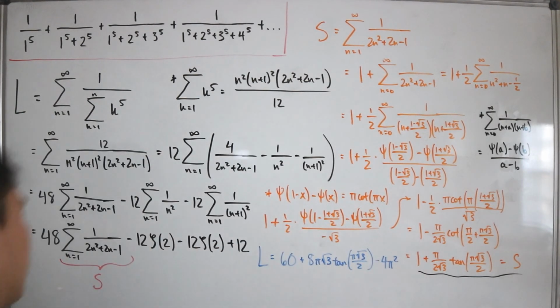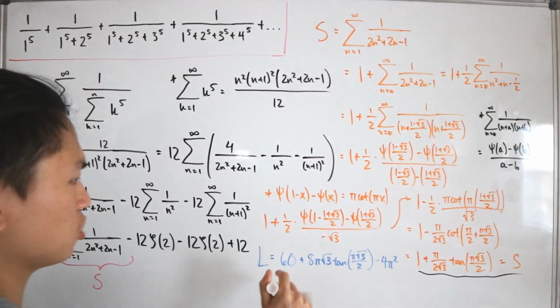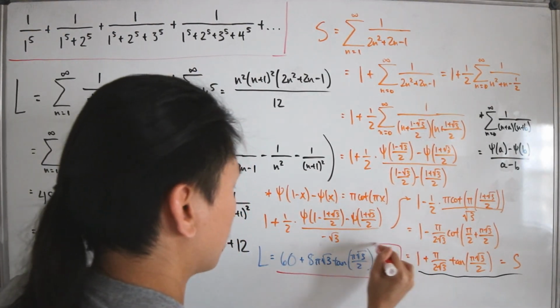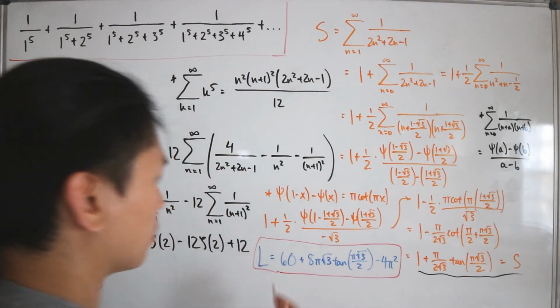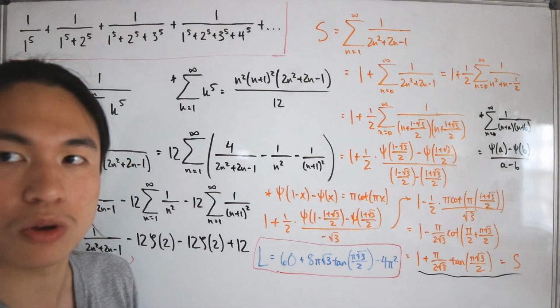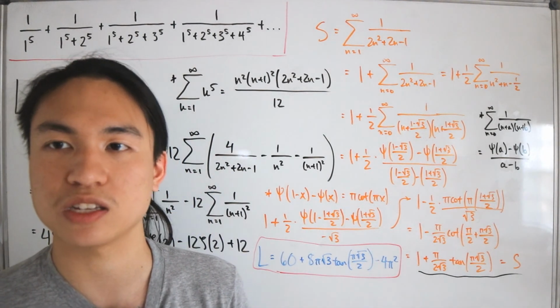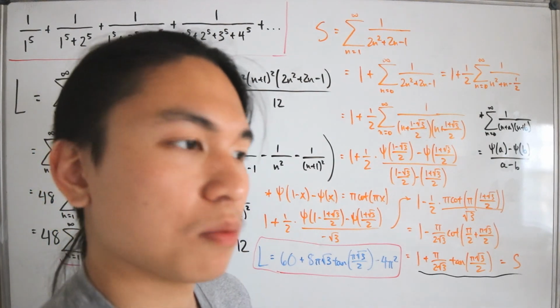And just like that, that is our final answer of what this infinite sum converges to: 60 plus 8 pi times the square root of 3 times tangent of pi times square root of 3 divided by 2, subtract 4 pi squared. And just like that, that completes it as easily as that. So yeah, that's pretty cool if you ask me.